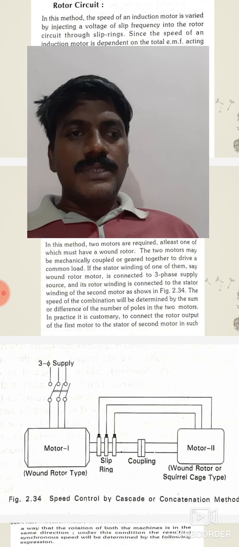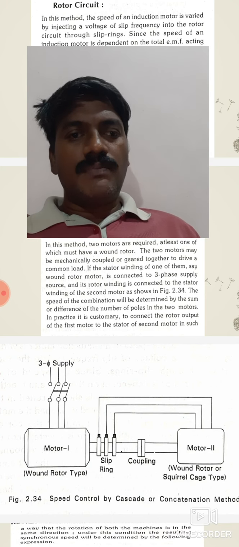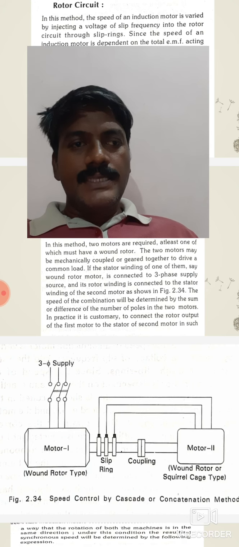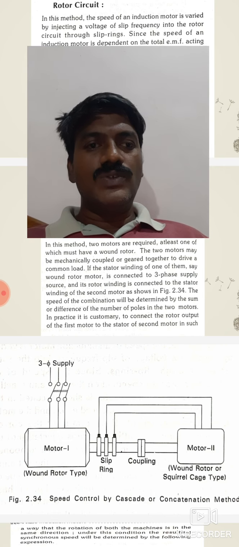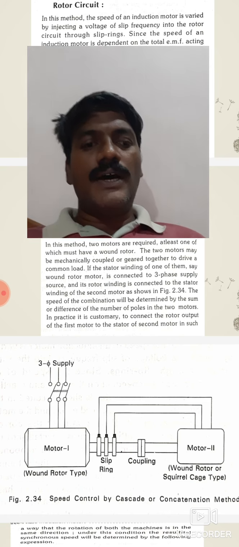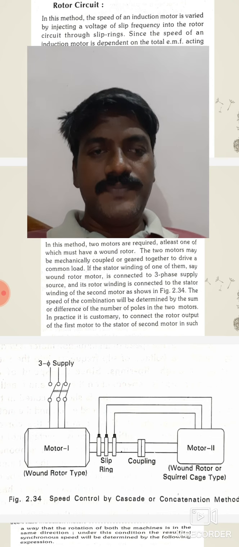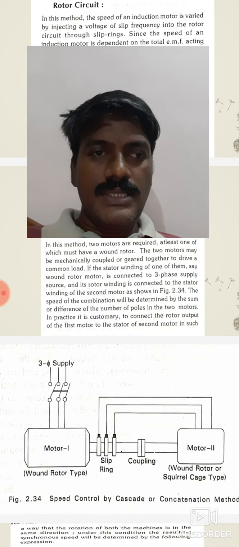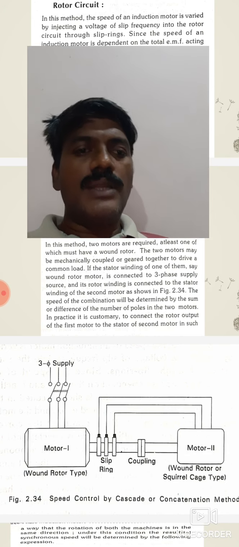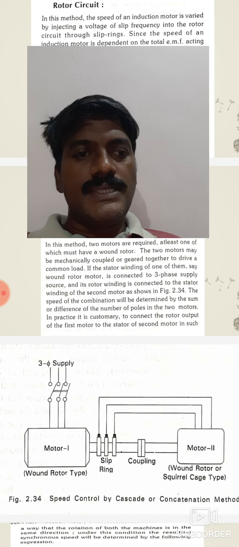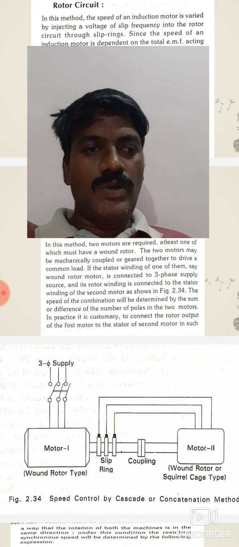Motor 1 is a slip ring type, wound type, and the three-phase supply is given to it. Its rotor winding is connected to the stator winding of the second motor, right? That means the output of the three slip rings is connected to the input of the second motor. You can observe this in the diagram.